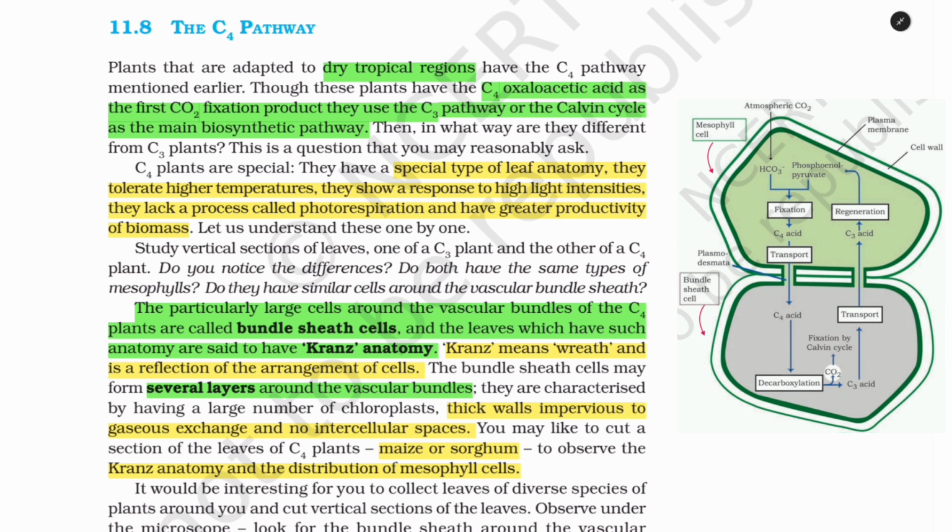C4 plants are special. They have a special type of leaf anatomy. They tolerate higher temperatures. They show a response to high light intensities. They lack a process called photorespiration and have a greater productivity of biomass. इसलिए C4 plants are more beneficial than C3 plants. Let us understand these one by one.